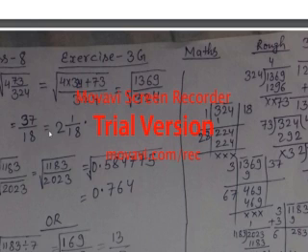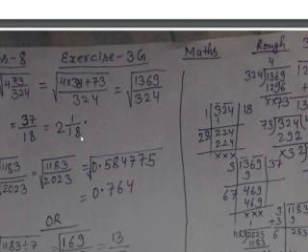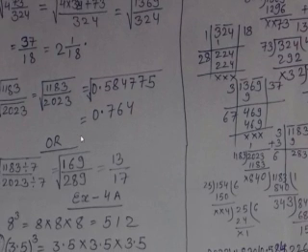Then again it has been changed into a mixed fraction. 18 2s are 36 and 1 is 37. So it becomes 2 1 by 18 in mixed fraction form. If you will see, I had solved question number 9 also. Question number 9 was like this.